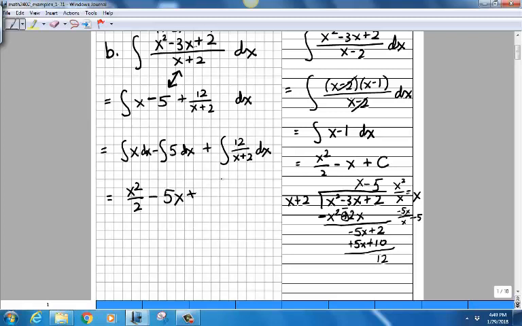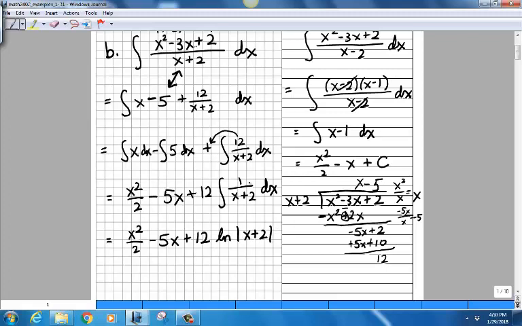And now for that last antiderivative, first let's factor out this 12 in front of the integral sign. So remember, you can factor a constant in front of an integral sign. It's not a variable, but a constant. So I can write this as 12 times the antiderivative of 1 over x plus 2. And now we can apply our knowledge of natural logs, right, to integrate 1 over x plus 2, because that is going to be just the natural log of the absolute value of x plus 2.